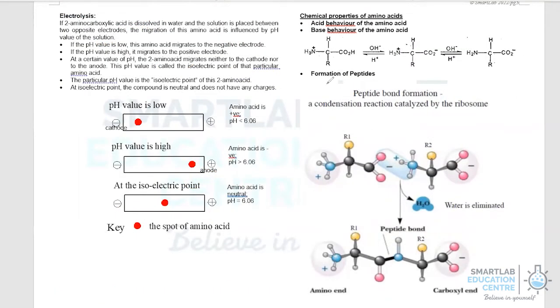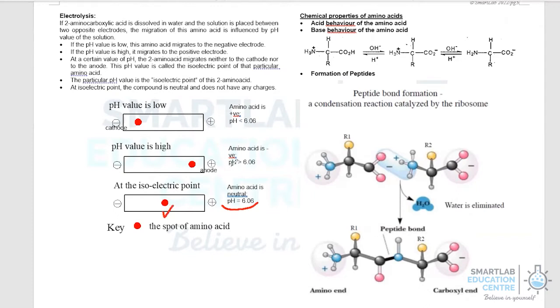Before we cover the last chemical property of amino acids, let's take a look at electrolysis of an amino acid, given that the pH of its isoelectric point is 6.06. What that means is that at this point, the amino acid does not have any charge. It exists purely as a Zwitter ion. So in this case, when subjected to a positively and a negatively charged plate, the amino acid stays where it is. It does not move.